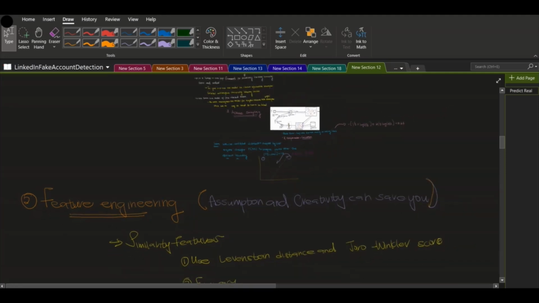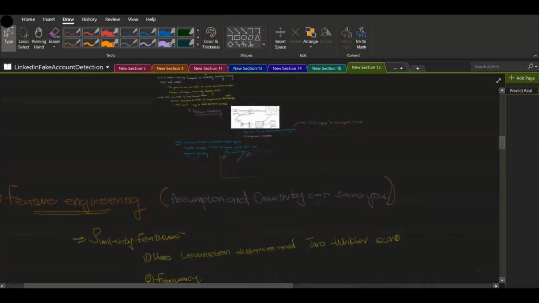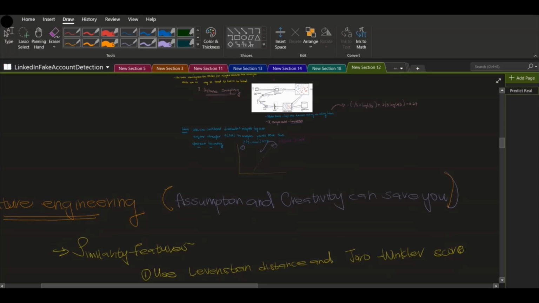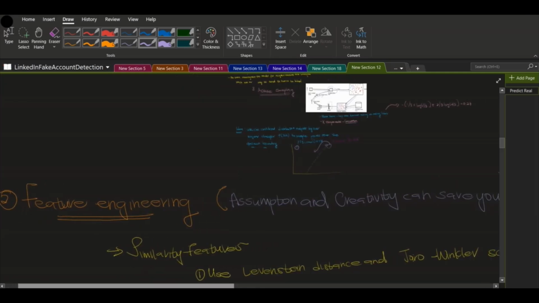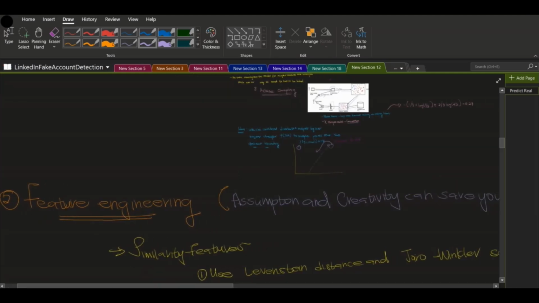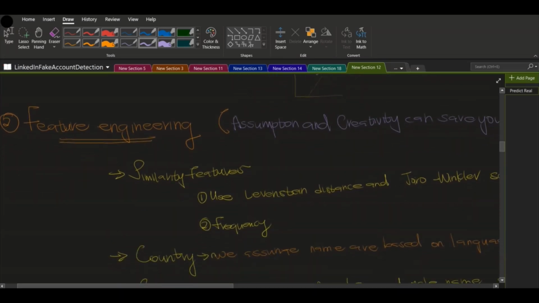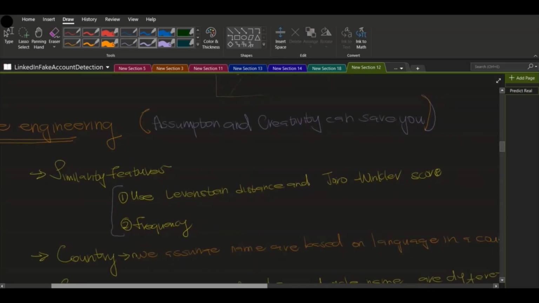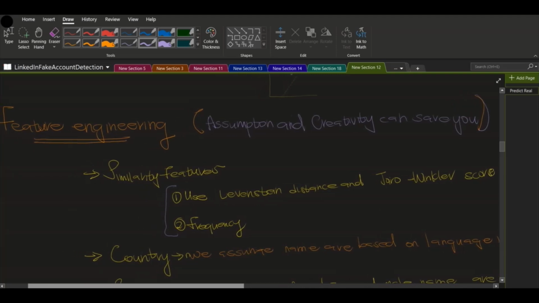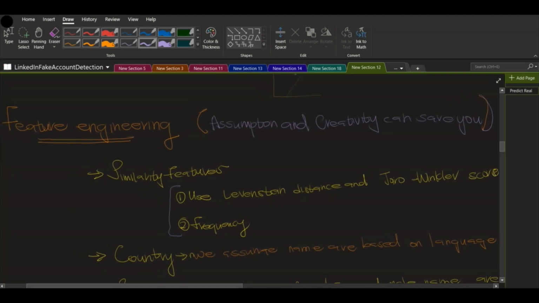Anyway, this is interesting. I love this part, guys. Feature engineering, because I feel like feature engineering is where we come up with more assumptions and creativity to think of things that could help our model map real names to nicknames. The first one I'm going to think of is similarity features. We don't have to discard all of those scores that we got from Levenshtein distance, Jaro-Winkler scores, and the frequency. We can still use those as features in our model.